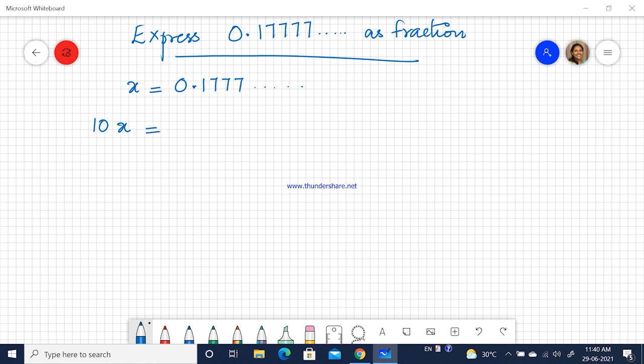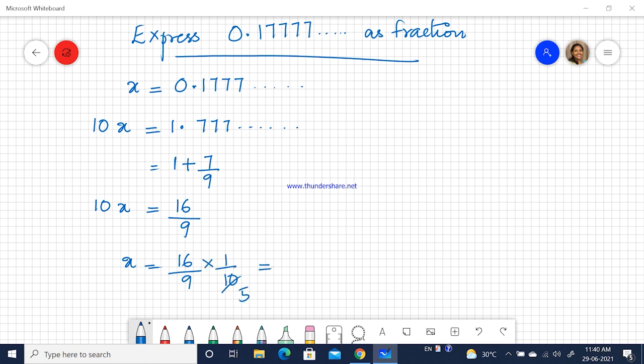So you'll get 10x, that is equal to 1.777. So on the same side, you write 1 plus 7 by 9. So that is 9 plus 7, 9 plus 7 is 16. So it is 16 by 9. So 10x is equal to 16 by 9. So x is equal to 16 by 9 into 1 by 10. So to simplify, it is 5 and here it is 8. So that is 8 by 45. So x is 8 by 45. This is how you have to express the particular number as a fraction. Hope this is clear for you. Thank you.